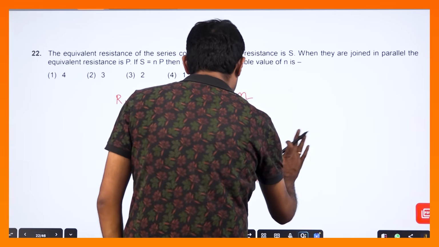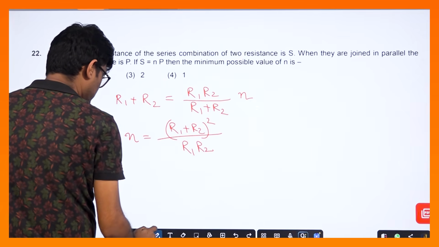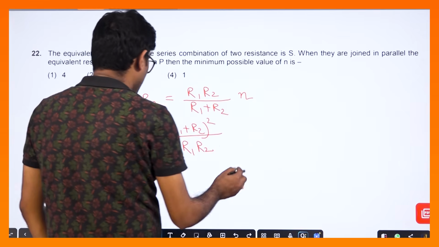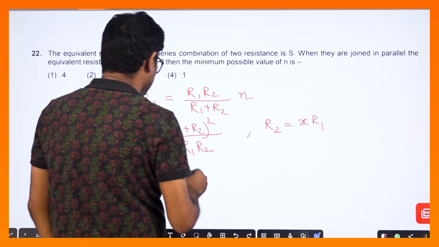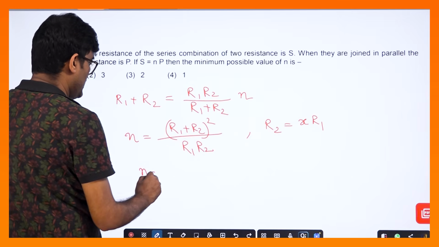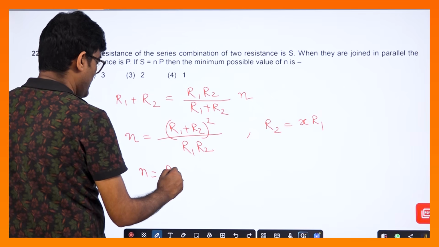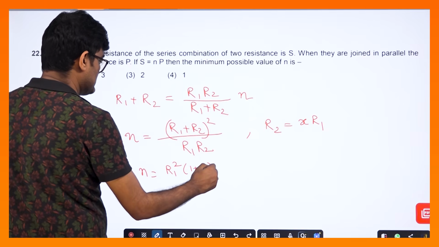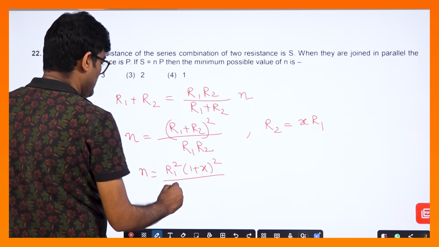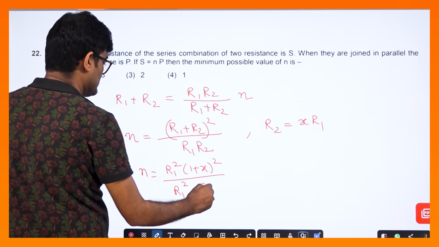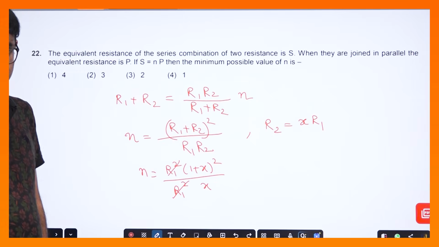Like this. I'm not getting any idea other than differentiation right now, so I am going to do that. Suppose R2 is equal to x times R1, right? So n becomes R1 square into 1 plus x whole square divided by R1 R2, which means R1 square into x, right? So n equals 1 plus x whole square by x.